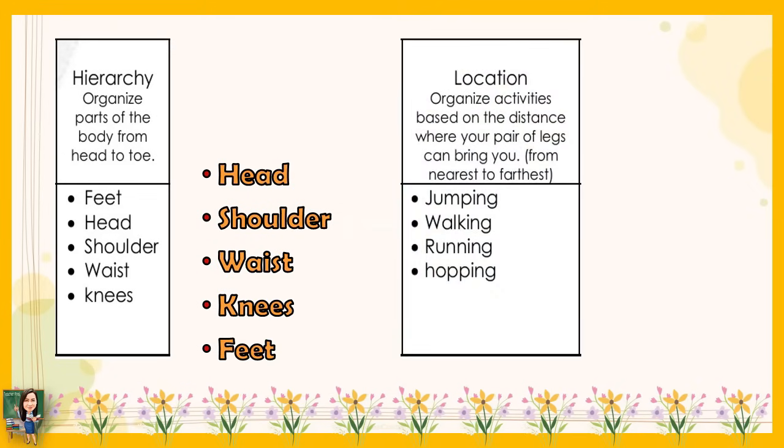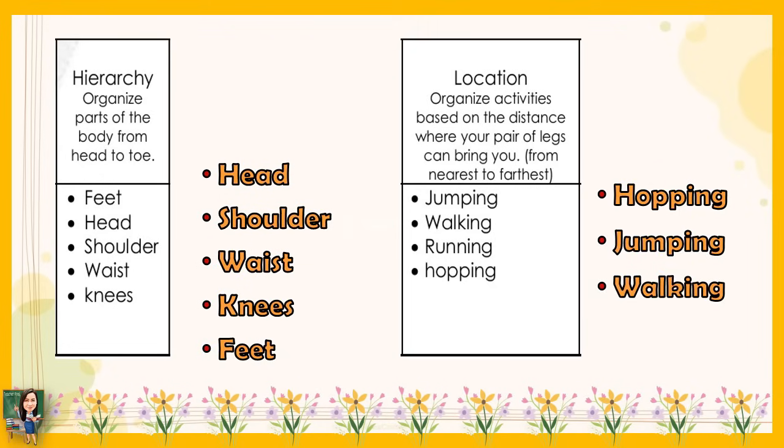Next, location. Organize activities based on the distance where your pair of legs can bring you, from nearest to farthest. So the first one is hopping. The second is jumping. The third is walking. And the fourth is running. This is from nearest to farthest.